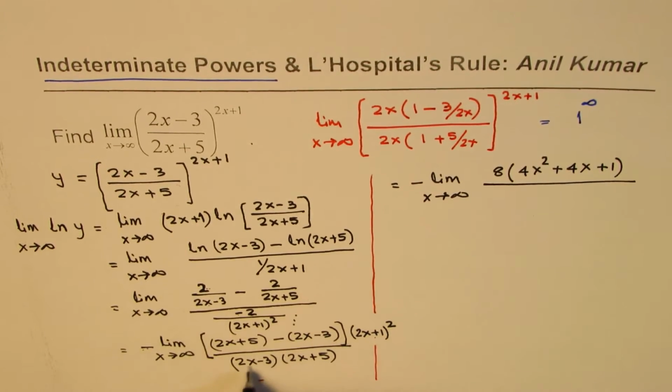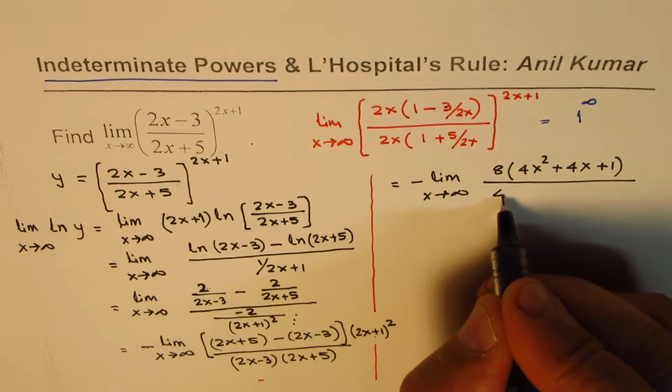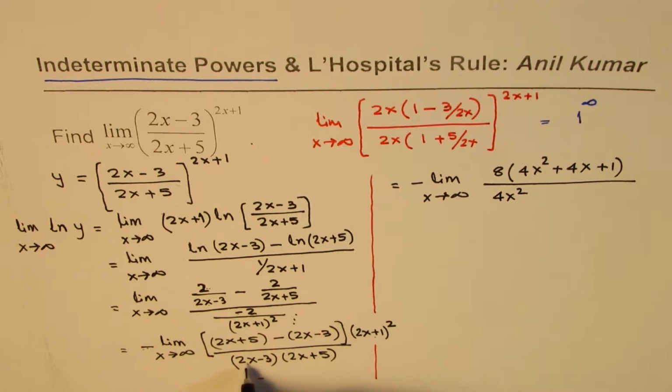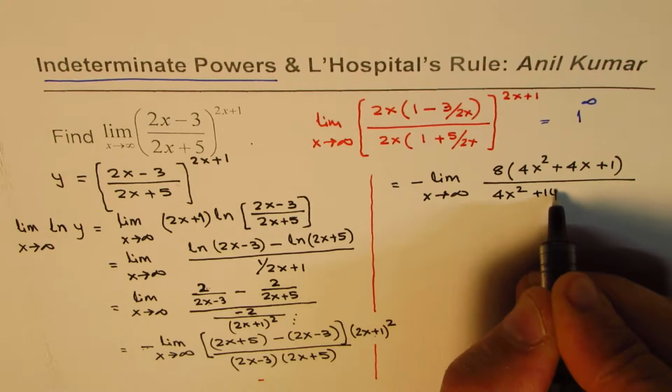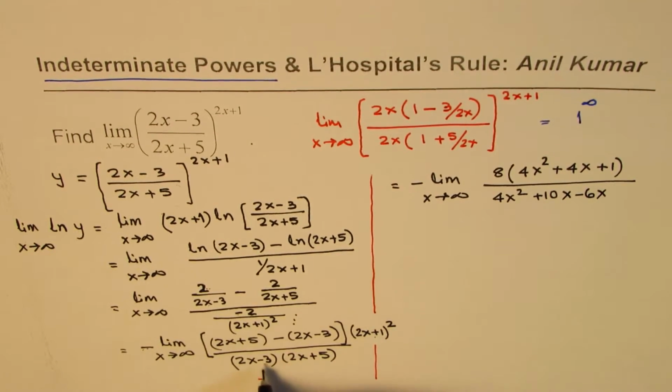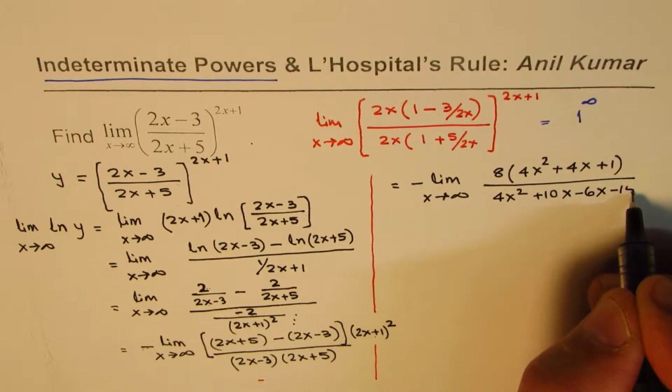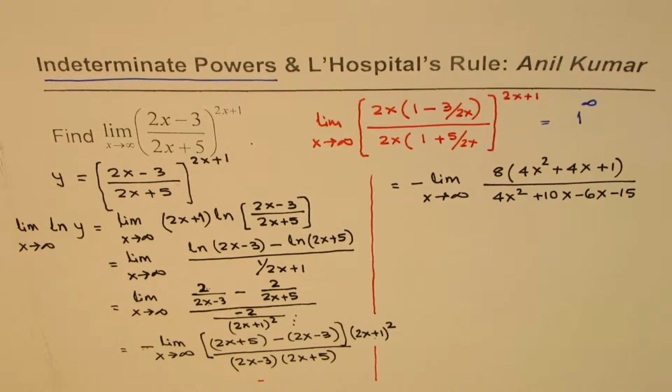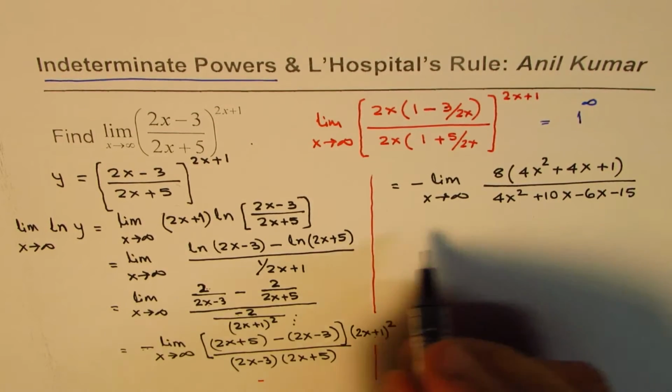Divided by, we'll expand this also. We get 4x square. 2x times 5 is plus 10x, minus 6x, minus 15. Right? So this is what we get.